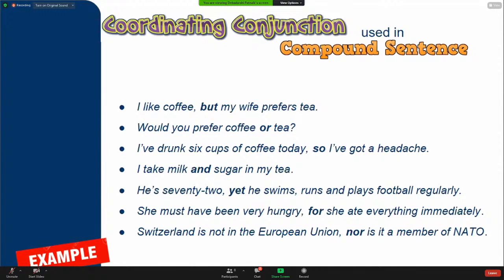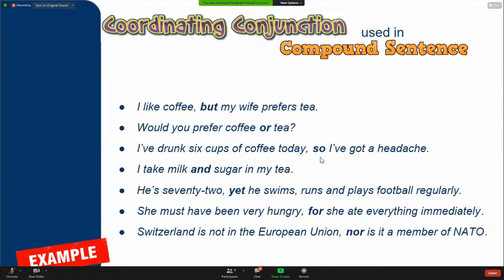Now, another example. I have drunk 6 cups of coffee today. That is one clause. I have got a headache. That is another clause. I just want to join them. I drank 6 cups of coffee today, so I have got a headache. Here, so is the joining word.